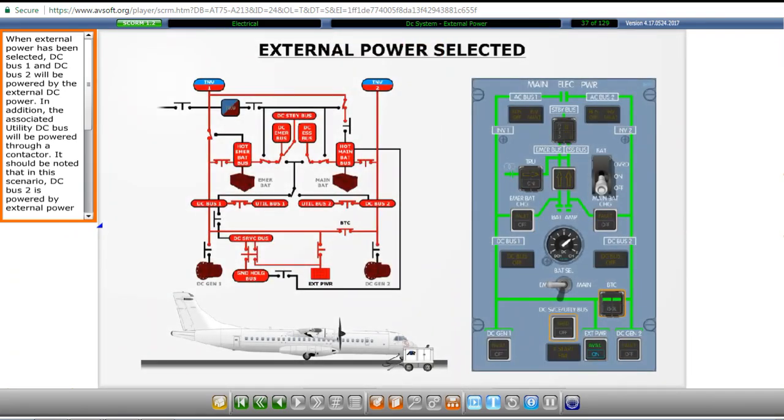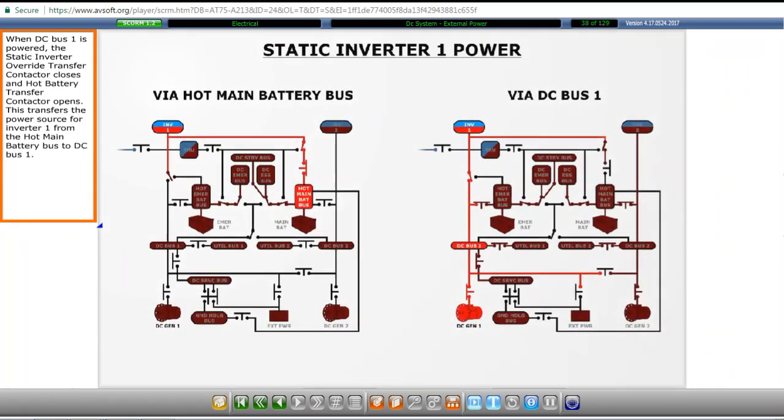When external power has been selected, DC bus 1 and DC bus 2 will be powered by the external DC power. In addition, the associated utility DC bus will be powered through a contactor. It should be noted that in this scenario, DC bus 2 is powered by external power through the bus tie contactor, provided that the bus tie contactor push button is in the normal or released out position. When DC bus 1 is powered, the static inverter override transfer contactor closes and the hot battery transfer contactor opens. This transfers the power source for inverter 1 from the hot main battery bus to DC bus 1.